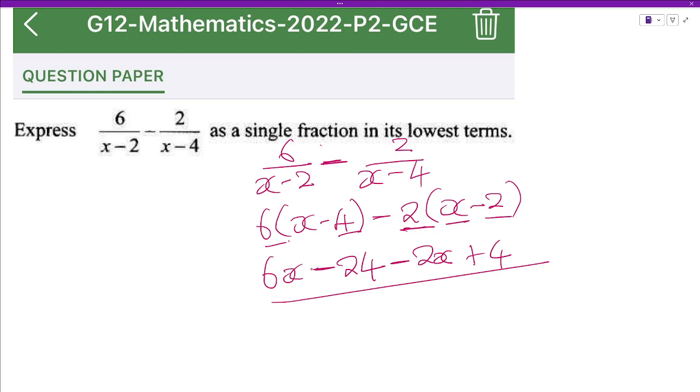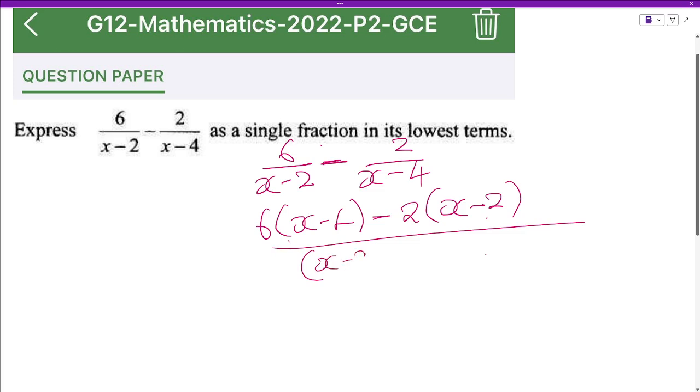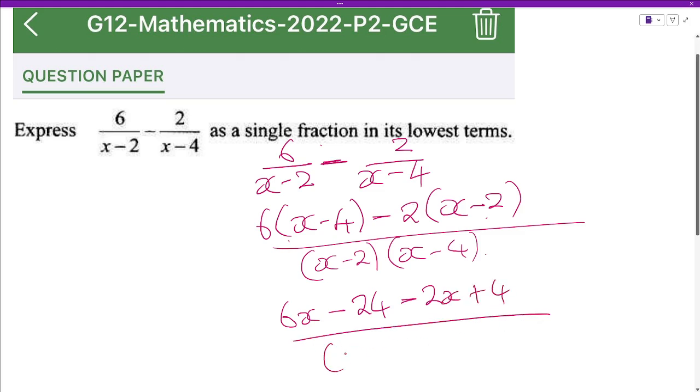So we forgot to put the denominator here. Just do the right thing. So here we're supposed to have a denominator right there, which is going to be x minus 2, x minus 4. So we have 6x there, negative, is that 4? Yeah, negative 24, negative 2x, and positive 4. So we're going to have x minus 2, x minus 4. Scroll down.